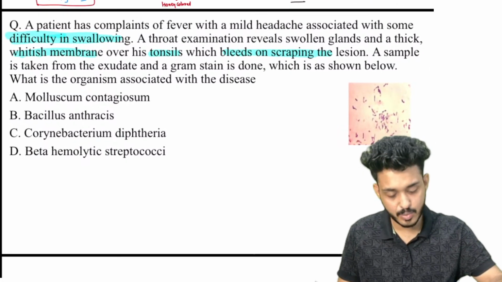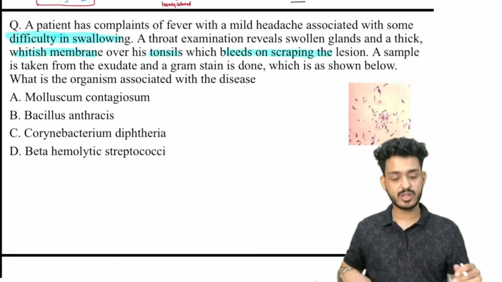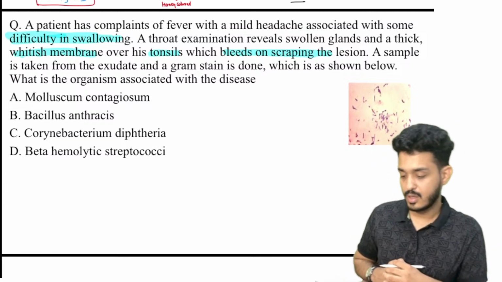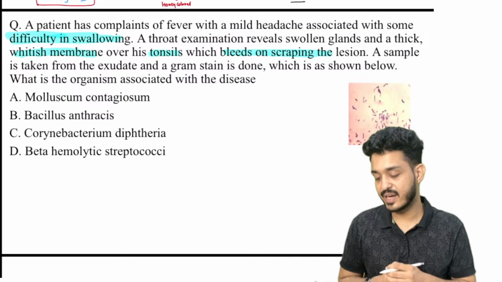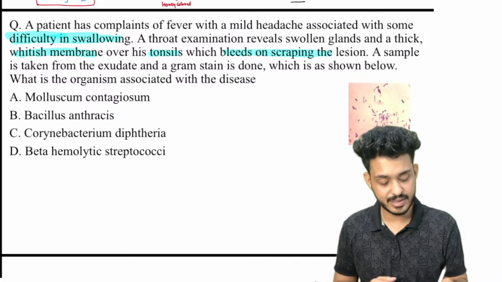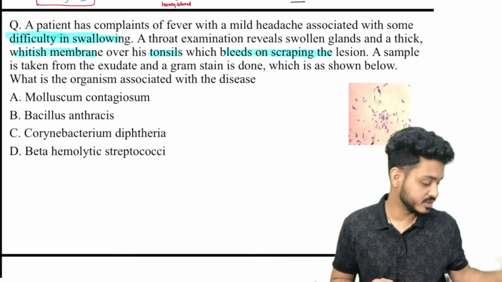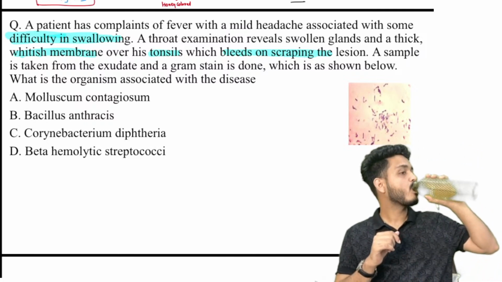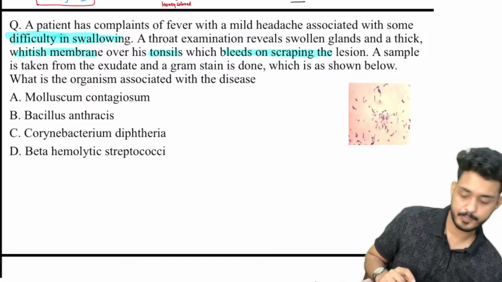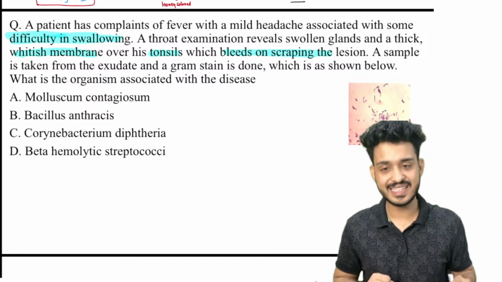Try to answer. Is it molluscum contagiosum? What will you see in molluscum contagiosum, guys? Pearly white umbilicated nodules, dome-shaped nodules. That is a feature of molluscum contagiosum. Bacillus anthracis. We will be discussing Bacillus anthracis.